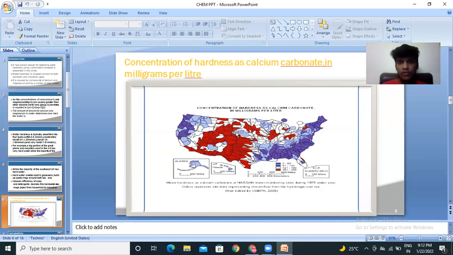This is concentration of hardness as calcium carbonate in milligrams per liter. Not mole per liter, it is milligrams per liter. Now we'll move to the next slide.